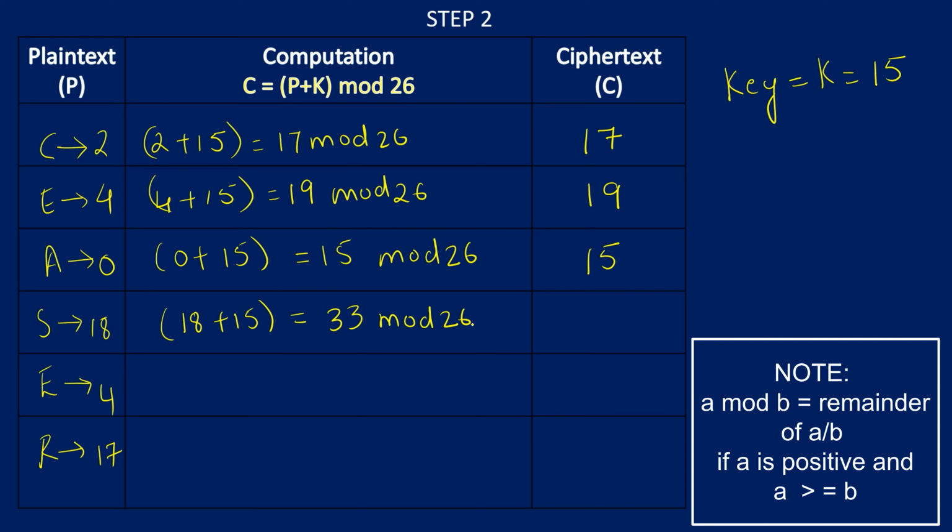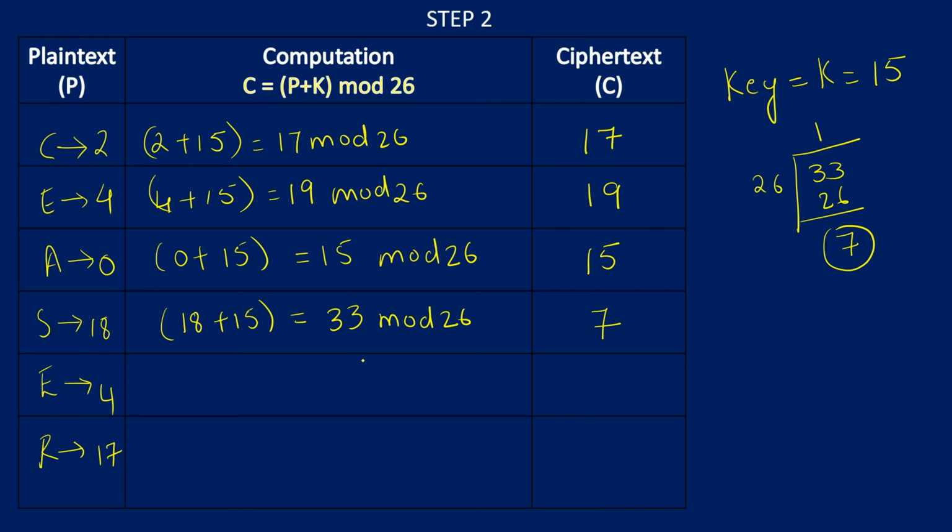So you basically have to divide 33 with 26. Whatever remainder you get, that is the answer of the modular operation. So 26 into 1 is 26 and you are left with the remainder 7. So my final answer is 7. The answer of any modular operation is basically the remainder. So 33 mod 26, the remainder is 7. So 7 is my answer.